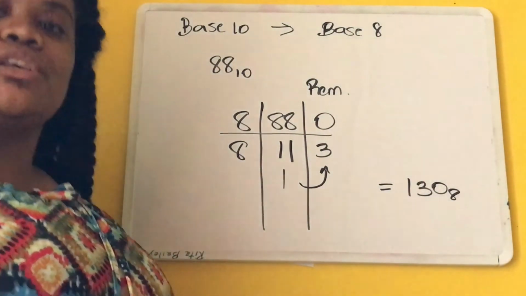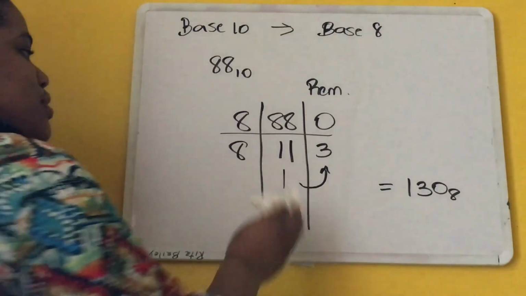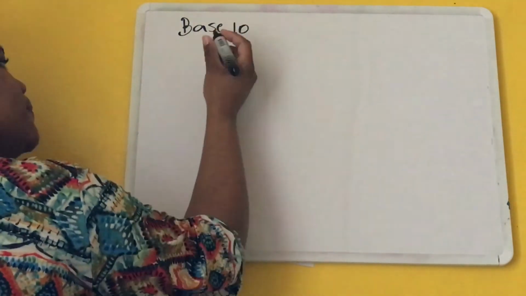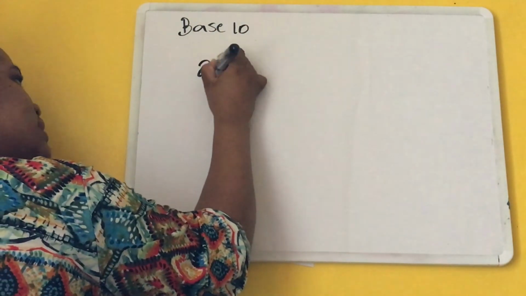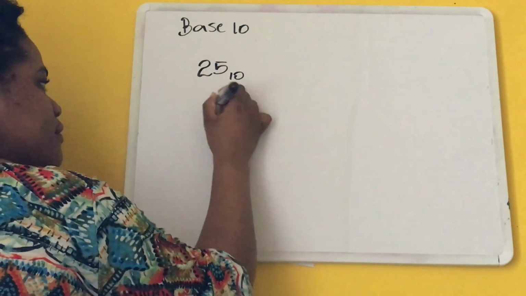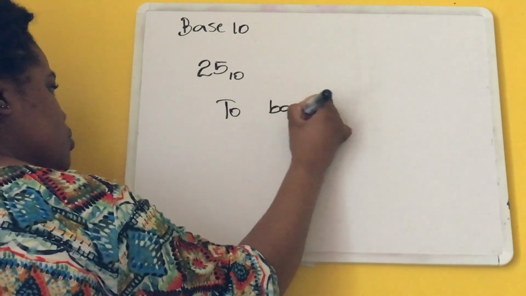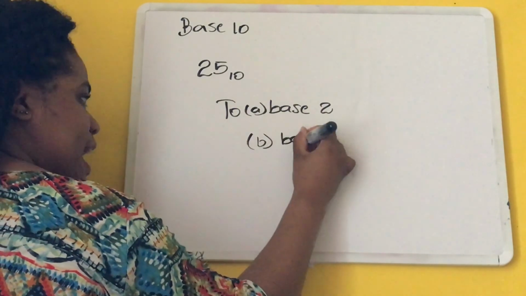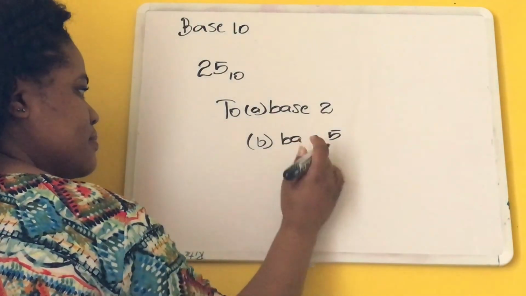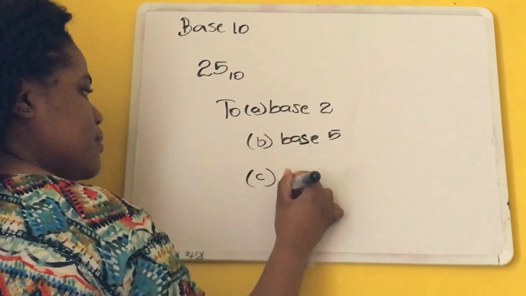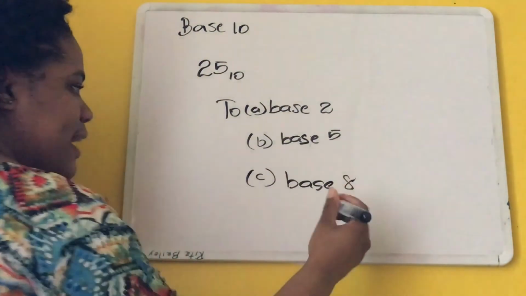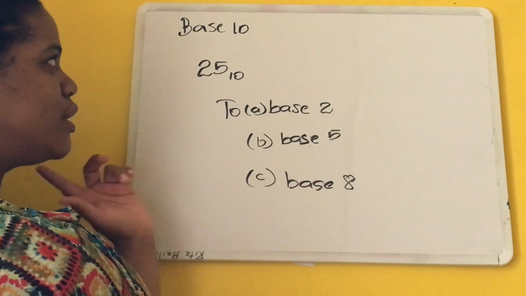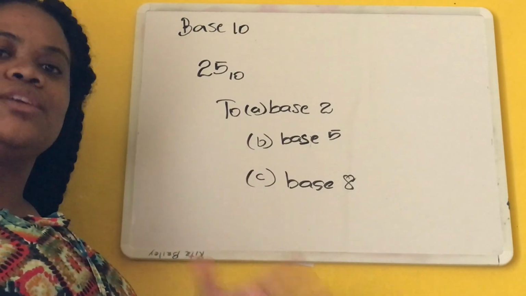Alright, now this is your challenge. You are going to convert each of these. So you're going to convert 25 base 10, and you're going to convert it to base 2. That's the first one. Then to base 5. And then to base 8. Good? And you're going to send that along with your activity to your teacher.